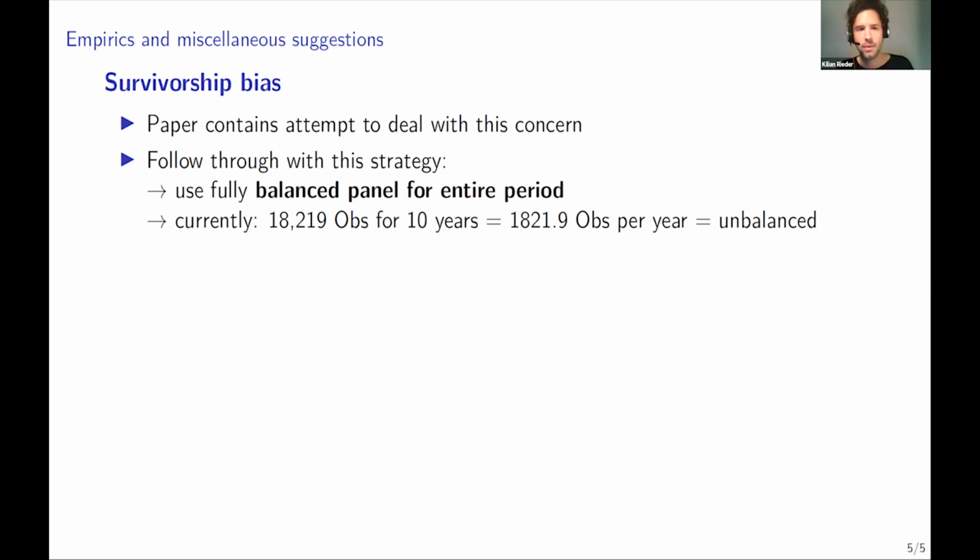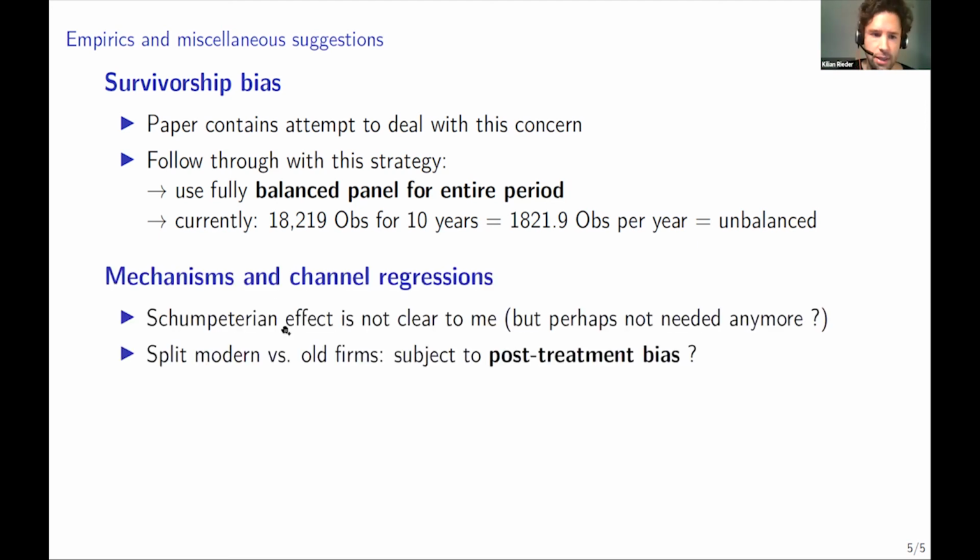Then there are some minor comments about the empirics that I want to flag, but these are minor because in a sense you already deal with them. As you mentioned in the paper, there is an issue about survivorship bias, and you try to deal with that, but you do not really follow through with the strategy in the sense that you use a fully balanced panel. And I think you should try to do that in order to alleviate any concerns in that direction.